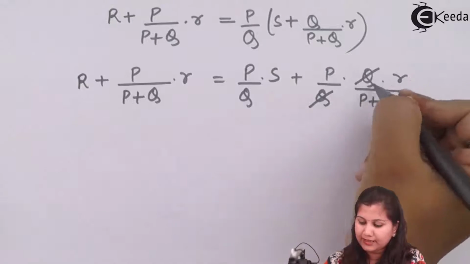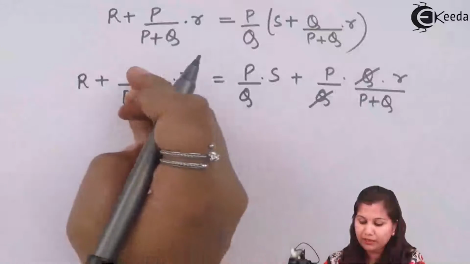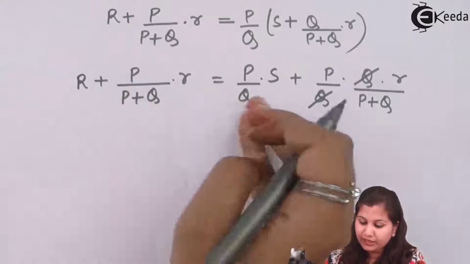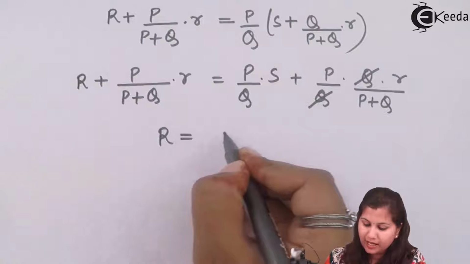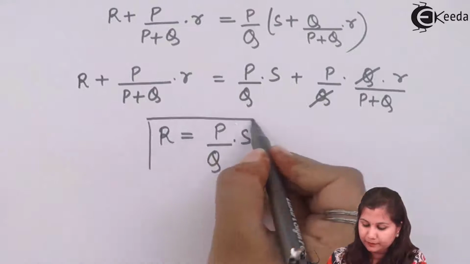Q and Q are cancelled. Again we are getting PR upon P plus Q. Here also PR upon P plus Q. So they will be cancelled. So we are getting the last expression as R equals P upon Q into S.